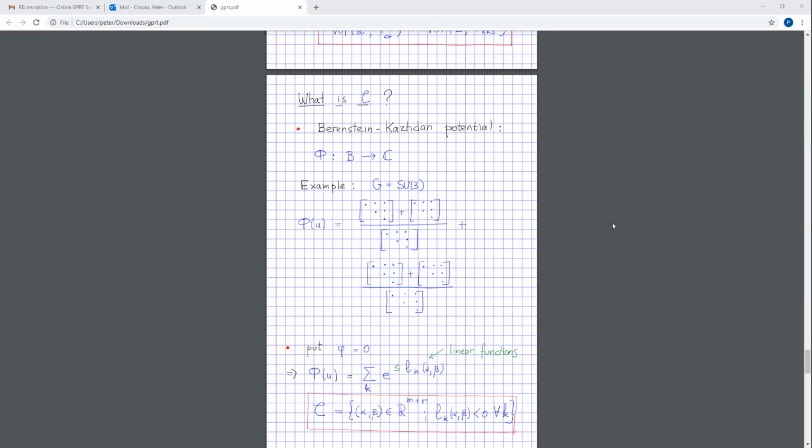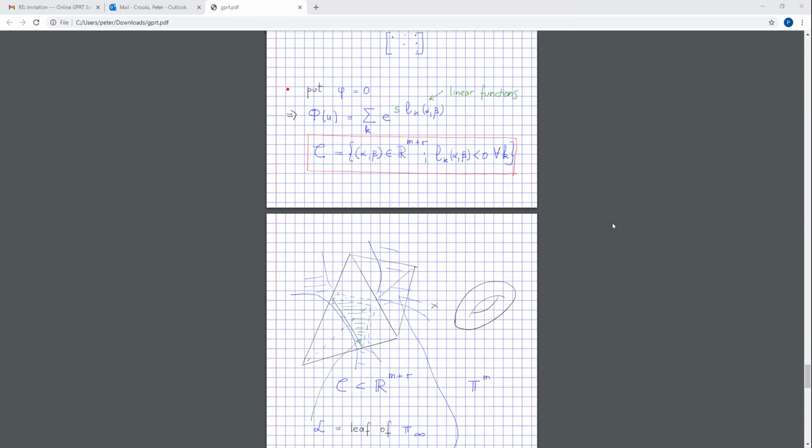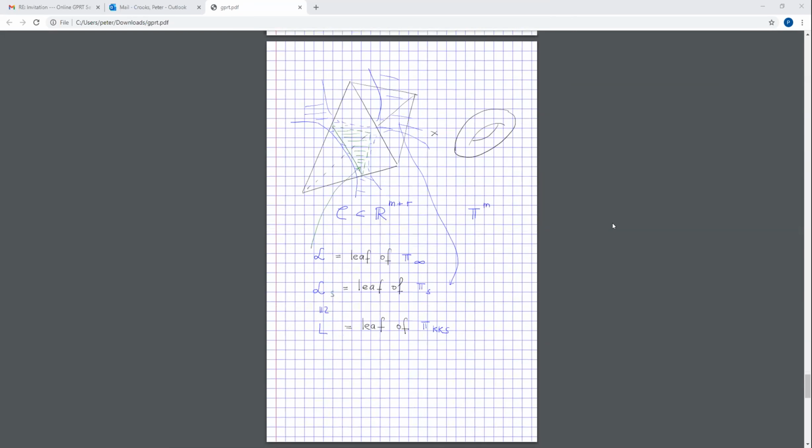Maybe one more slide to see some kind of picture. I wanted to draw a little bit here how it all happens.